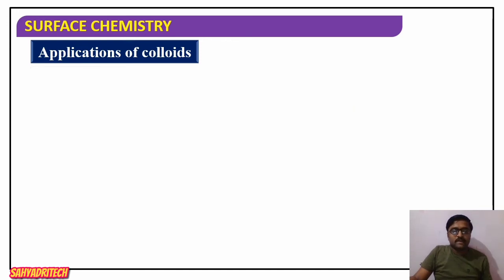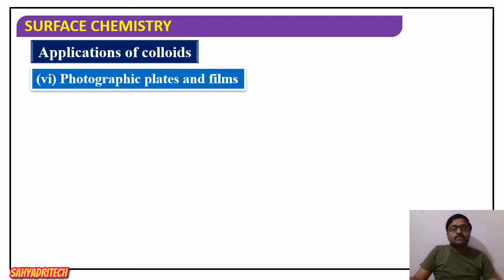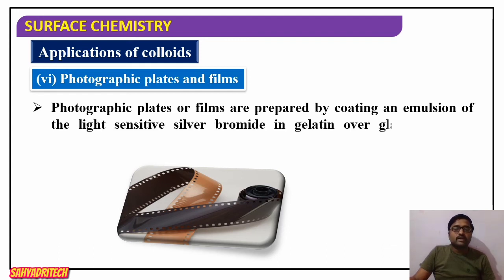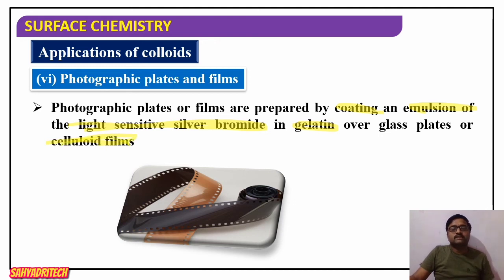The next one is photographic plates and films. These are prepared by coating an emulsion of light sensitive silver bromide in gelatin over the surface of glass plates or celluloid films. It leads to the formation of photographic plates. That is one more application of colloids.